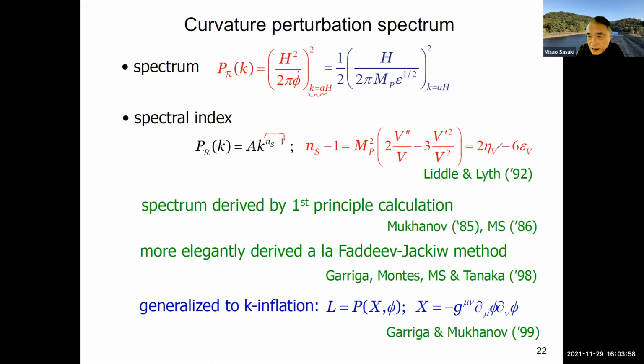And as I said, in the standard slow-roll inflation, these must be much smaller than unity. Therefore, it is very close to ns equal one, which is scale invariance, but slightly deviates from scale invariance due to this eta and epsilon dependence. So in addition to the amplitude of the perturbations, you have very important information from the curvature perturbation spectral index.